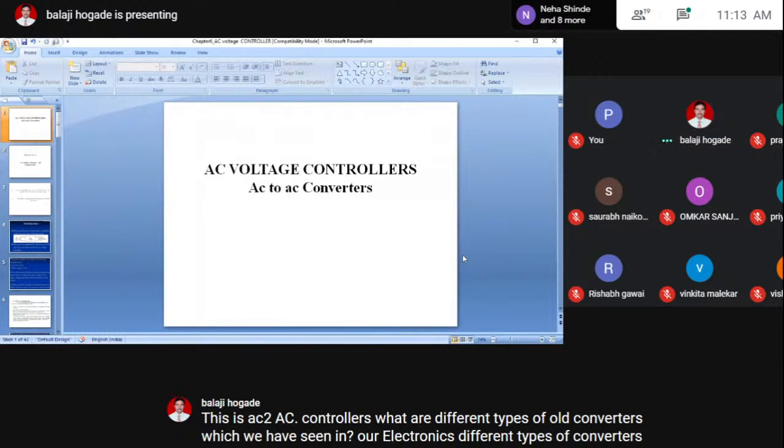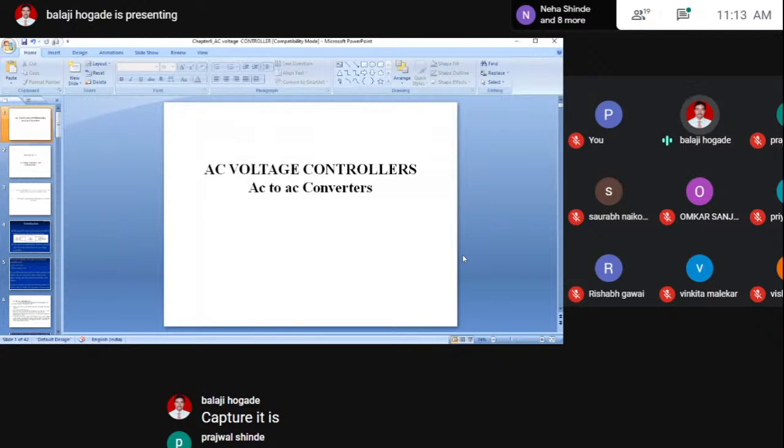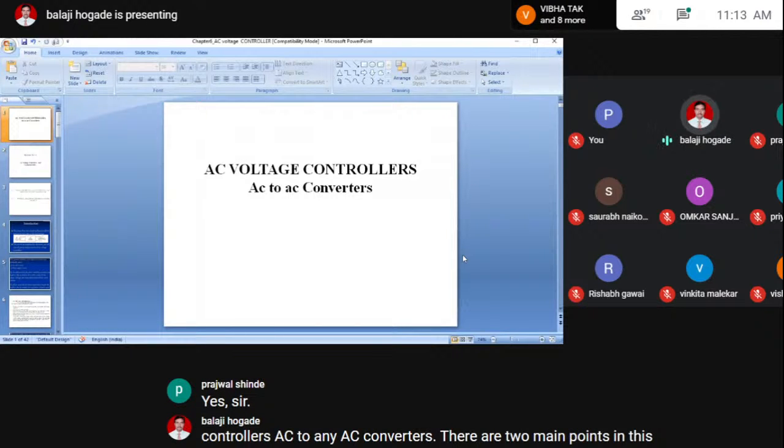Yes, sir. AC voltage controllers, AC to AC converters. There are two main points in this: AC voltage regulators and cycloconverters. Both are AC to AC converters.